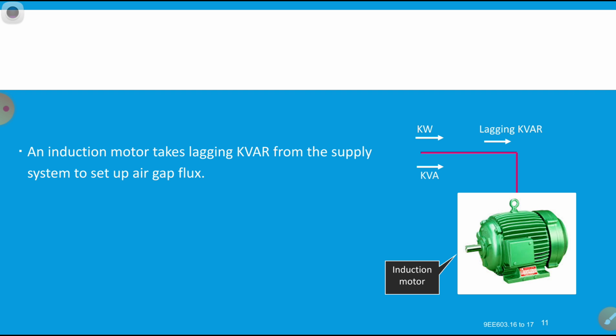Due to this condition, what will happen? Always the lagging power factor: the current always lags the voltage by some angle, that is the power factor angle. The induction motor takes lagging kVAr from the supply system to set up an air gap flux. As we have seen, whenever the three-phase supply is given to the stator, it establishes a rotating magnetic field in the air gap. To produce this rotating magnetic field, we require some energy. That energy is taken from the supply, but it is at a lagging power factor. Hence, it operates at lagging power factor.